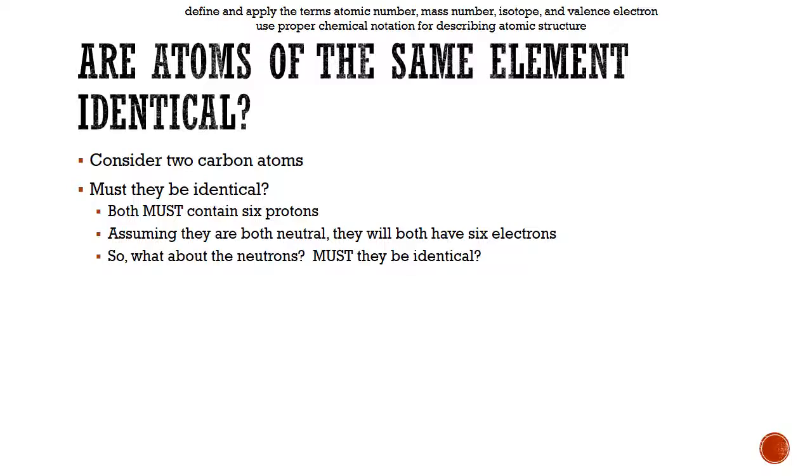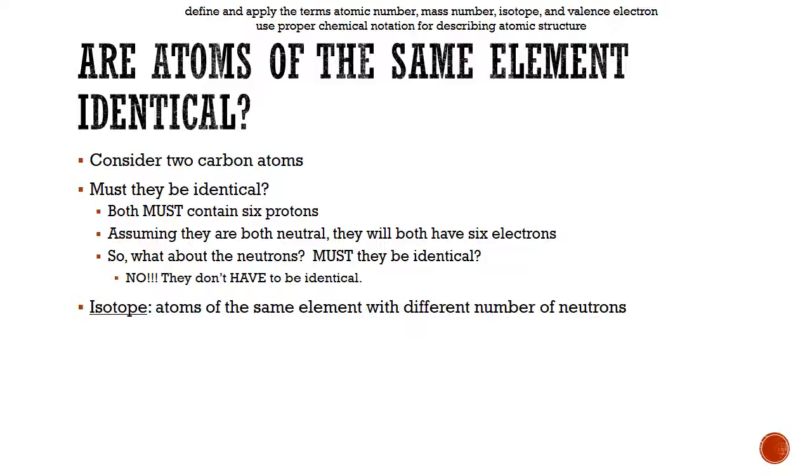So what about the neutrons? Must those be identical? Do the carbon atoms have to have the same number of neutrons? The answer is actually no. They don't have to be identical. They could be, and in many cases they will be, but they don't have to be. This leads us to the definition of an isotope. Isotopes are atoms of the same element with different numbers of neutrons.